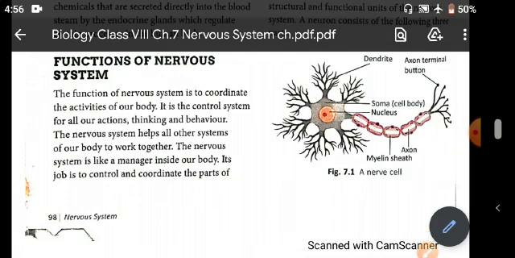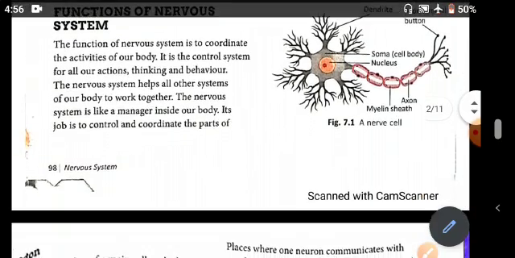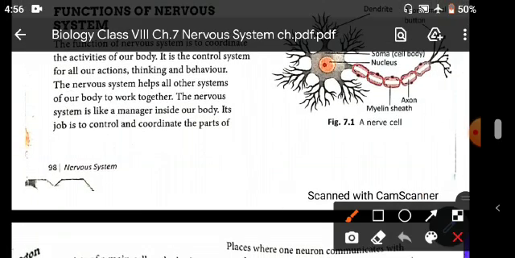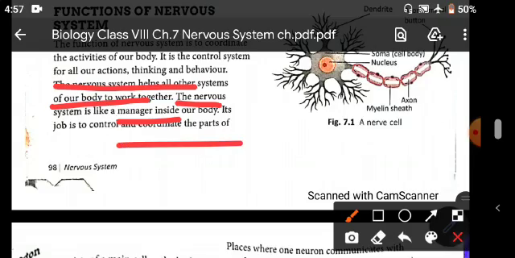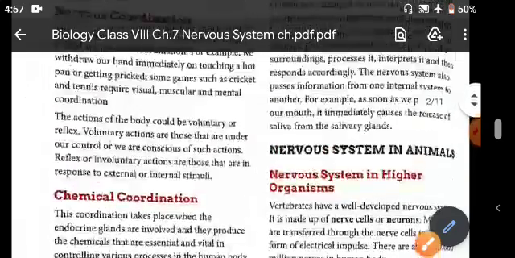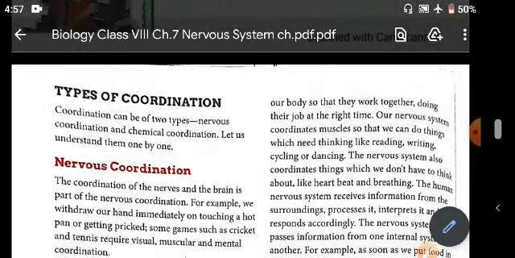either thinking, listening and behavior. The nervous system helps all the other systems of our body. Why? To work together. The nervous system is like a manager inside the body, since it manages the function of body. Its job is to control and coordinate the parts of body. That's why when parts of body are controlled and coordinated, our body will function properly.